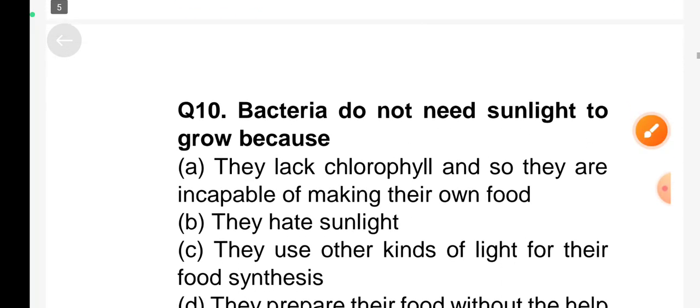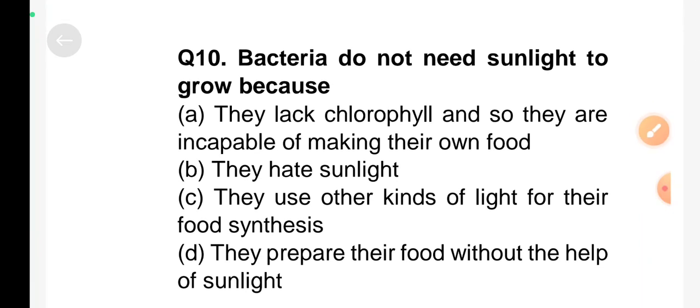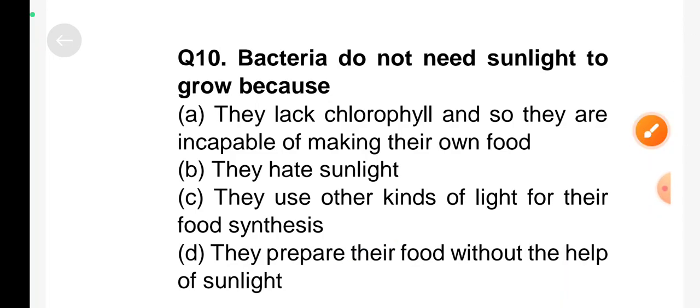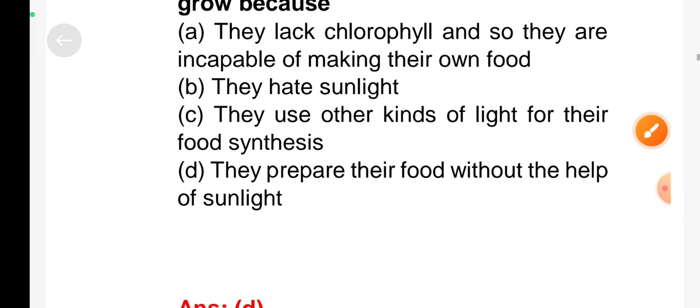Next question. Bacteria do not need sunlight to grow because option A, they lack chlorophyll and so they are incapable of making their own food. Option B, they hate sunlight. Option C, they use other kinds of light for their food synthesis. Option D, they prepare their food without the help of sunlight. Right answer is option D, they prepare their food without the help of sunlight.